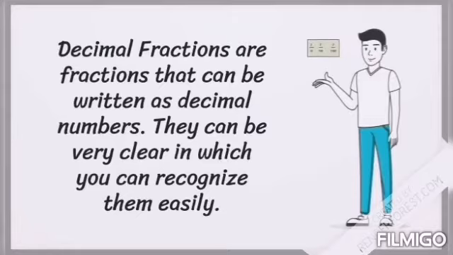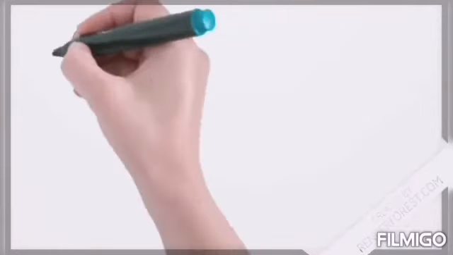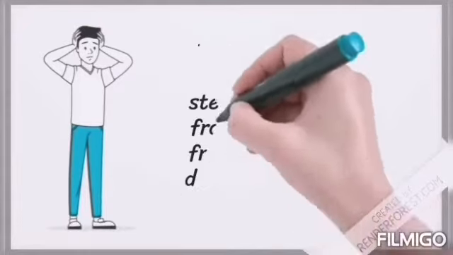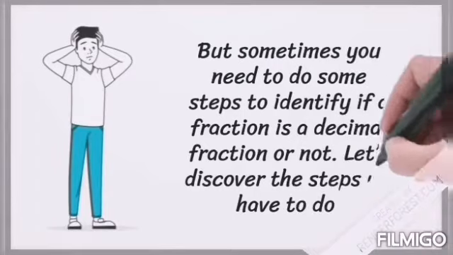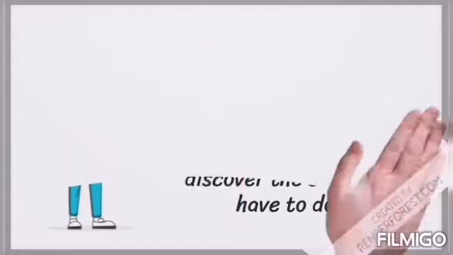So I have some steps to follow. Let's please keep these steps in our mind and follow them whenever we have such questions. For example, 4 over 5 is a decimal fraction, but how should I know that this is a decimal fraction? By simply following the steps. I have 3 steps. I should memorize them and keep them in my mind so that I will be able to solve any decimal fraction.